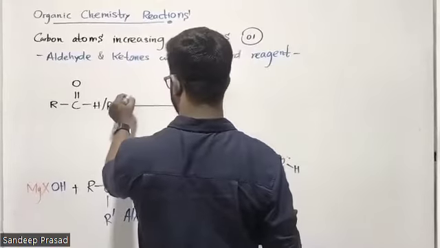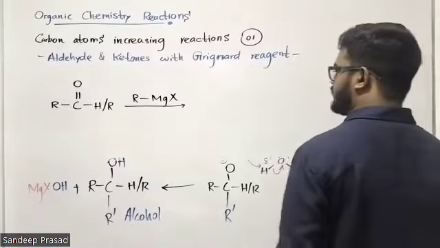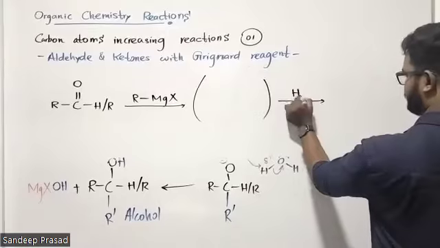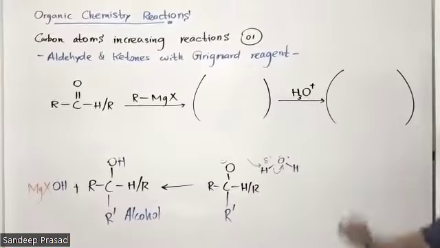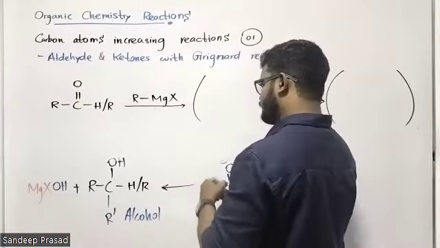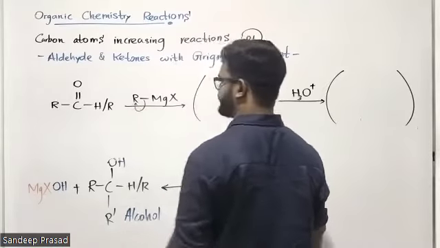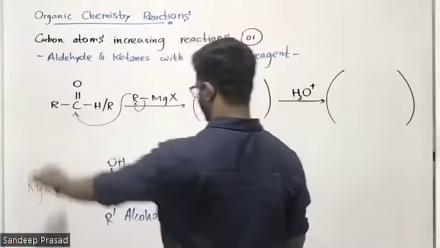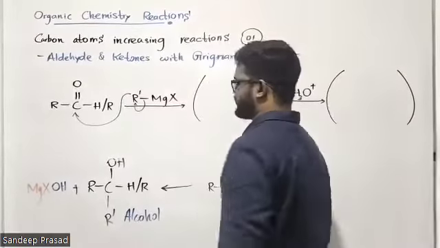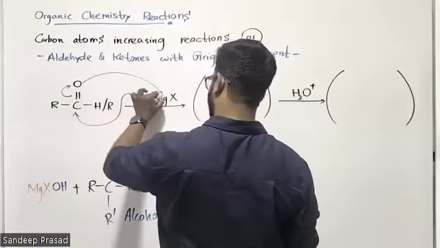We added the Grignard reagent R'MgX, right? Then we have an intermediate like this. Then we add H3O plus. So what happened? Remember, students, this bond was broken and R' is taking electrons and this R' connected to the carbon atom. That's what happened first of all. This R' group is connected to this carbon atom. This bond was broken and oxygen is taking this MgX group.